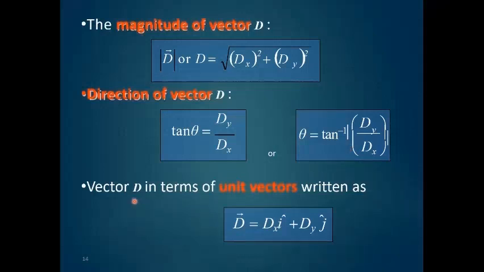Okay, so vector D for example, in terms of unit vector, I dengan J. So kita boleh tulis vector tu dalam bentuk ni. So D equal to dx I plus dy j.